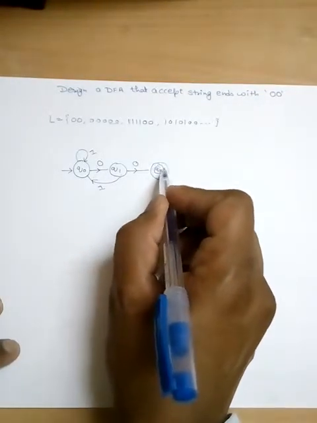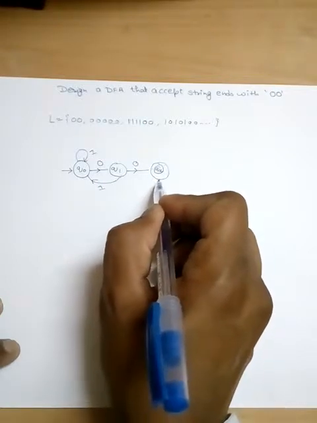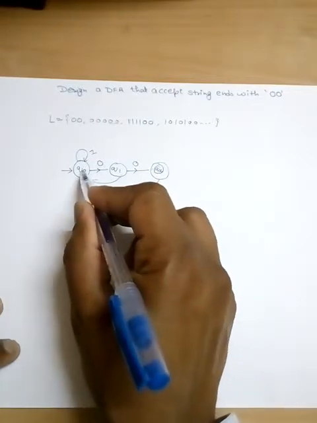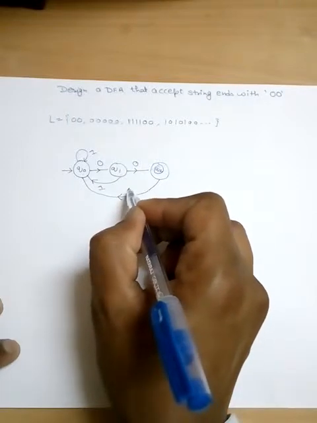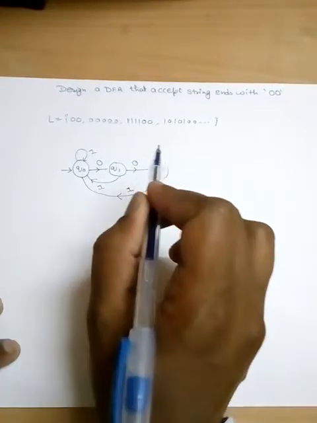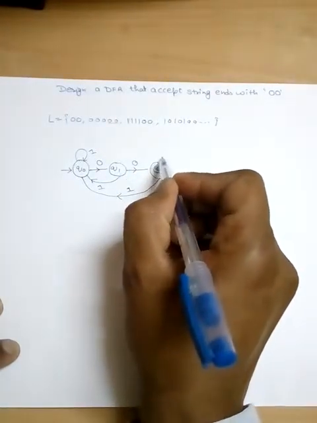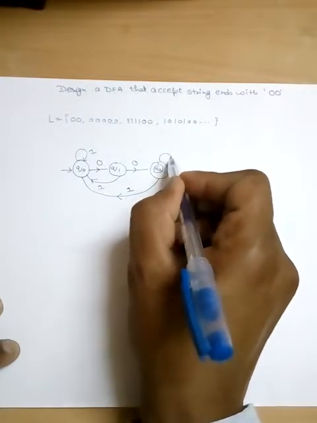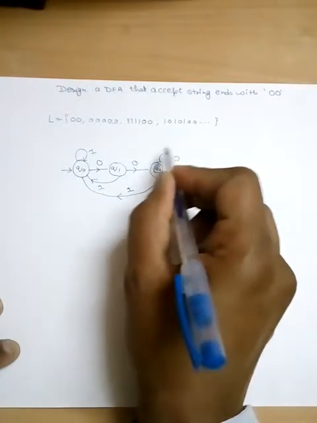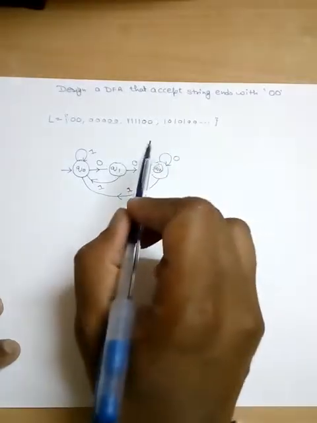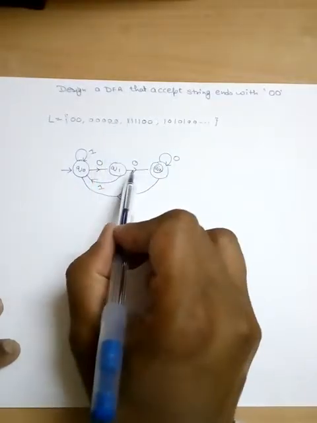So in the Q2 state, if I get 1 here, then again the Q naught state will help us to get the 2 consecutive zeros. And if I get 0 here, the machine will keep looping in the Q2 state, because we have to check the last two symbols.